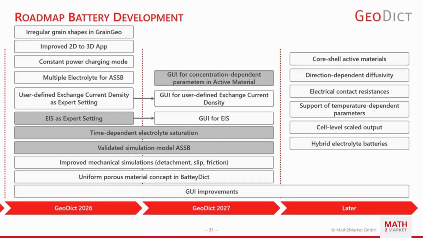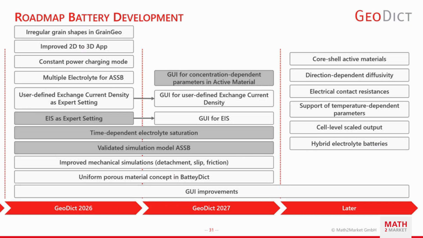And with this, I want to end my talk with a short outlook, what we plan to do next. So there are many different things we are working on. I maybe only focus on some of them now. Together with our partners from ITWM, we are working to also bring electrochemical impedance spectroscopy into GeoDict. First, it will be an expert setting, but later we also want to have it in the GUI.